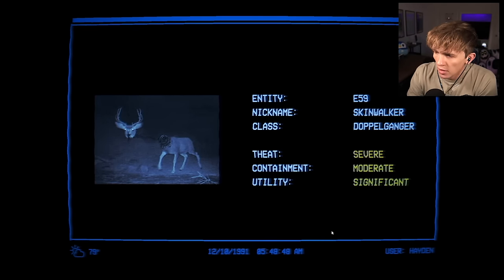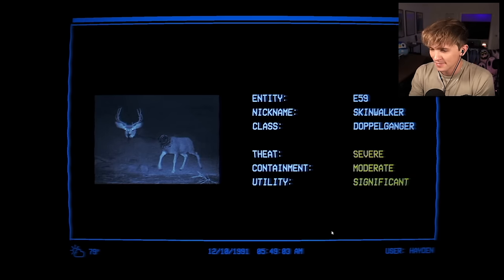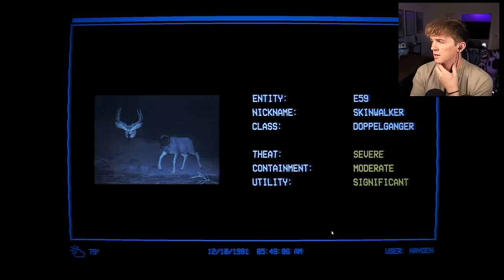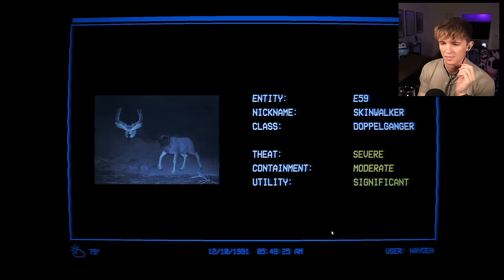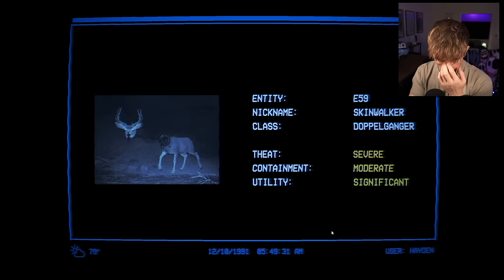E-59. Whoa. Nickname, Skinwalker. Class, Doppelganger. Oh, I used to have nightmares about these things when I was younger. Threat, Severe. Containment, Moderate. Utility, Significant. Skinwalkers are ancient shapeshifters usually taking the form of animals and uncommonly humans, stealing their skin in the process. Skinwalkers are incredibly violent and when killed leave behind nothing but their body vector. Skinwalkers have a hard time replicating the natural movements of creatures they take control of. Skinwalkers can often be identified by unusual eye size or loose skin. The research goal this year is finding a systematic way to identify skinwalkers 99% of the time and finding out defensive measures that can be taken to prevent loss of possession of body.